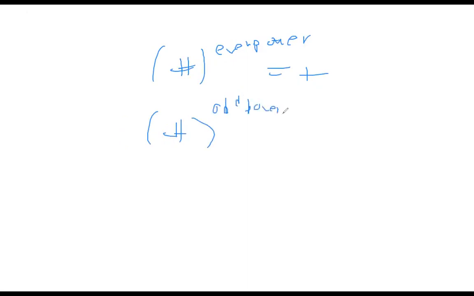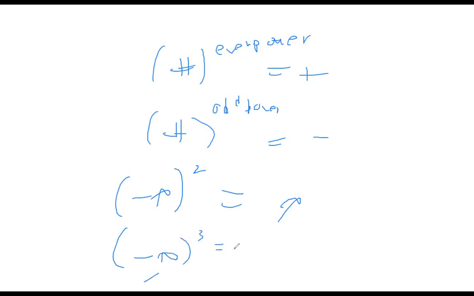So any number to an even power, you're always going to get positive. Any number to an odd power is always going to be negative for a negative base. So if you have negative infinity to the power 2, that's going to be positive infinity. Negative infinity cubed is going to be negative infinity, right? So you have to be careful. Make sure you keep this in mind, because this can come in handy when you do limits at infinity.